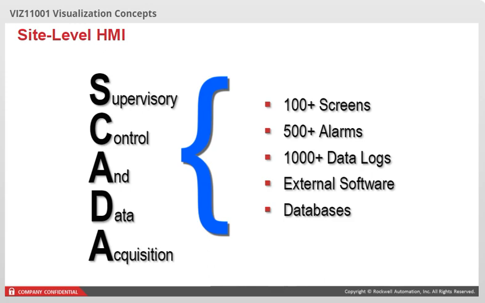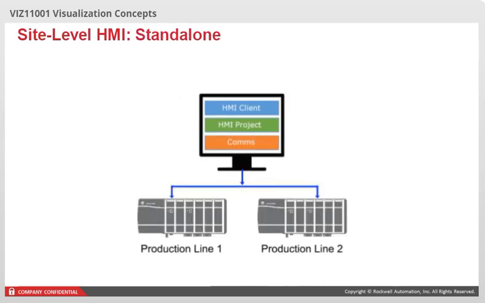Site-level HMIs can either be deployed on the plant floor as standalone systems running on industrially rated computers, or as a distributed system that is commonly used in plant control rooms. A standalone system, sometimes referred to as a station, is one in which all components of the HMI run on the same computer. These types of applications are commonly deployed on the plant floor.